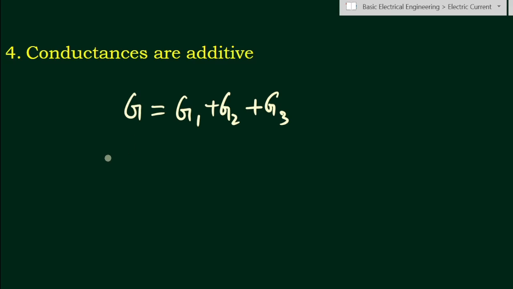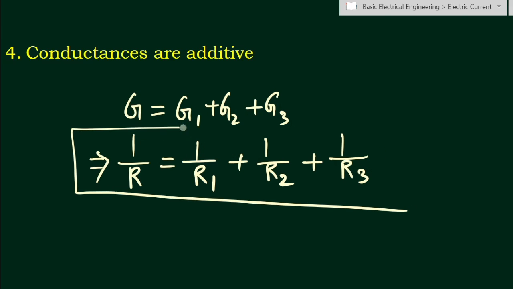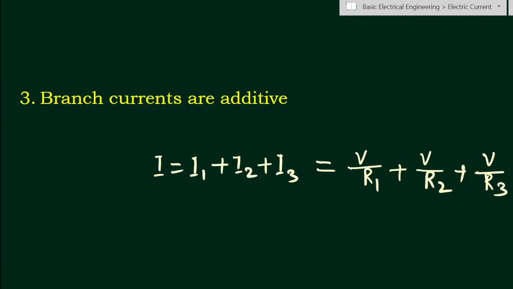Now, total conductance will be the opposite of the total resistance. If we assume the total resistance to be R, then Z1 will be 1 by R1, Z2 will be 1 by R2, and Z3 will be 1 by R3. So, this is actually the formula. In parallel connection, the total or the equivalent conductance of the circuit, 1 by R, will be equal to 1 by R1 plus 1 by R2 plus 1 by R3. This R1, R2 and R3 are the individual resistances of the three branches.